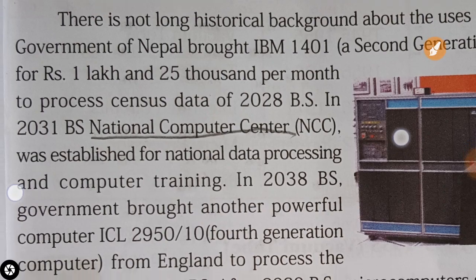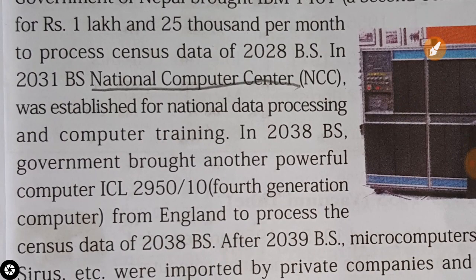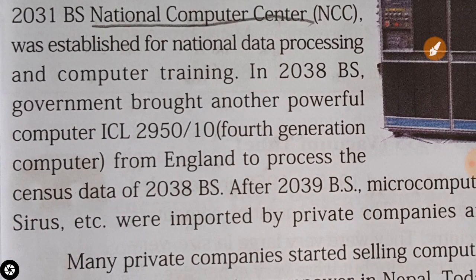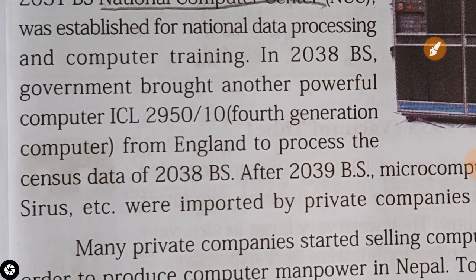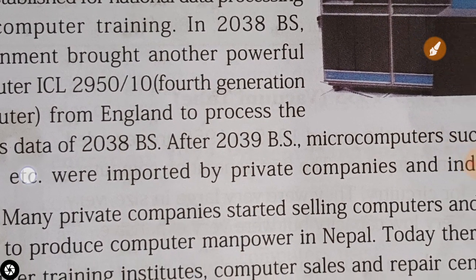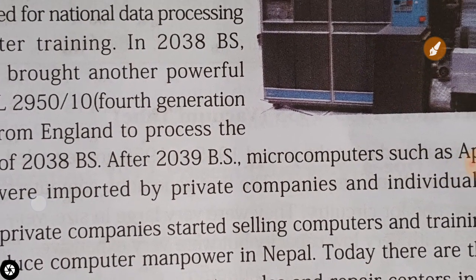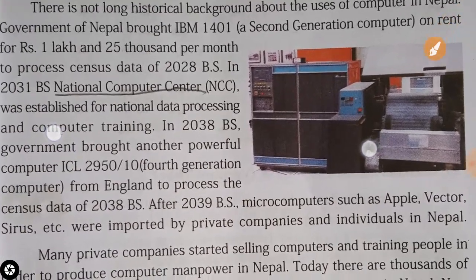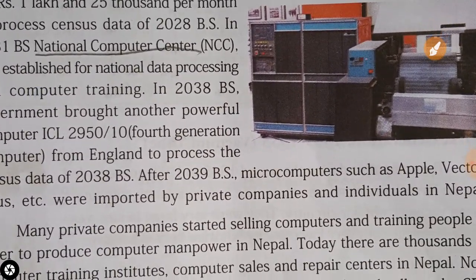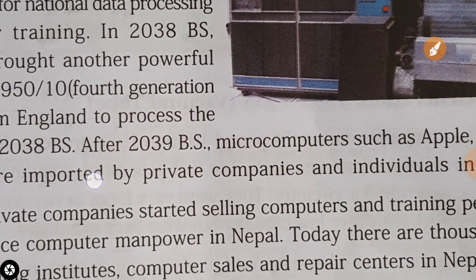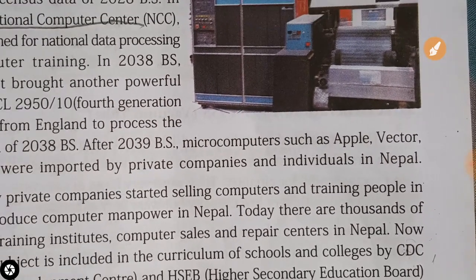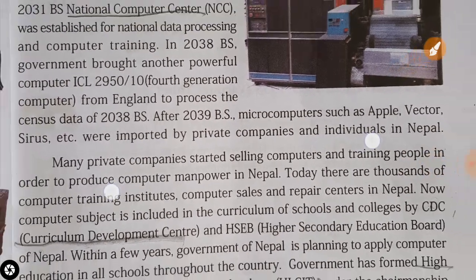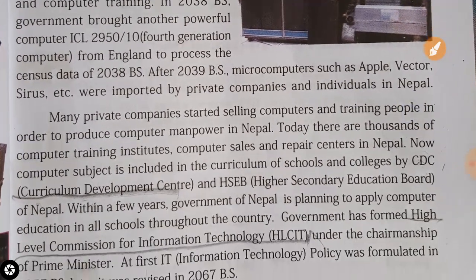In 2038 Bikram Sambat, government brought another powerful computer, ICL 2950/10, fourth generation computer, from England to process the census of 2038 Bikram Sambat. These computers were brought for the census. After 2039 Bikram Sambat, microcomputers such as Apple, Vector, Cyrus, etc. were imported by private companies and individuals in Nepal.